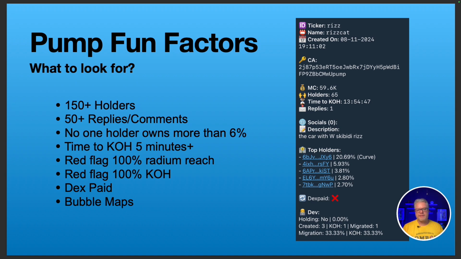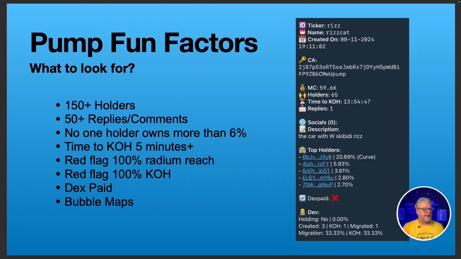What happens is devs have found a way to bundle token launches, and when they bundle token launches with transactions, it launches immediately and a token can reach King of the Hill within seconds. You want to avoid tokens that are bundle launched so you don't get wrecked. So time to King of the Hill is an important one. 5 minutes or more, even 10 minutes or more is pretty good as well.